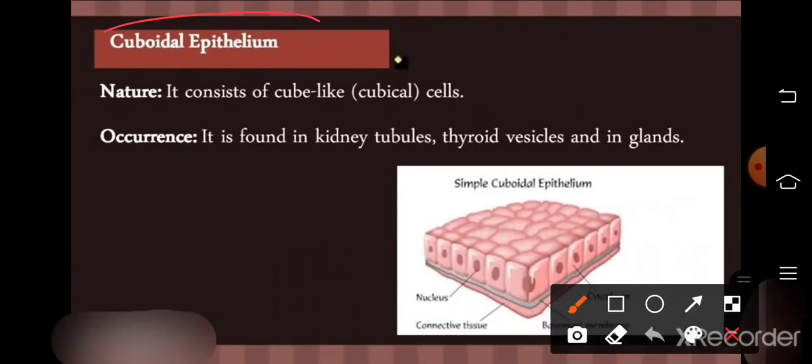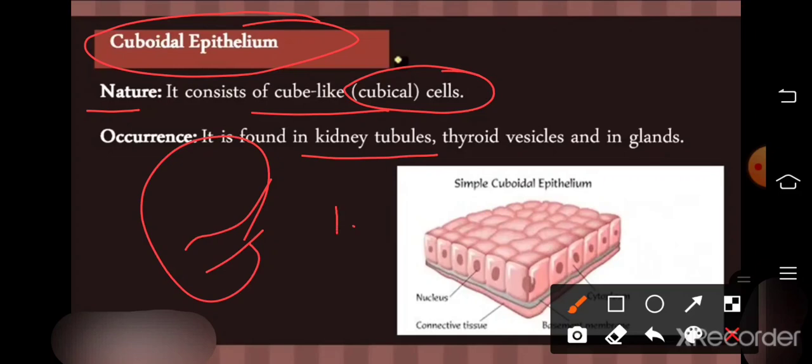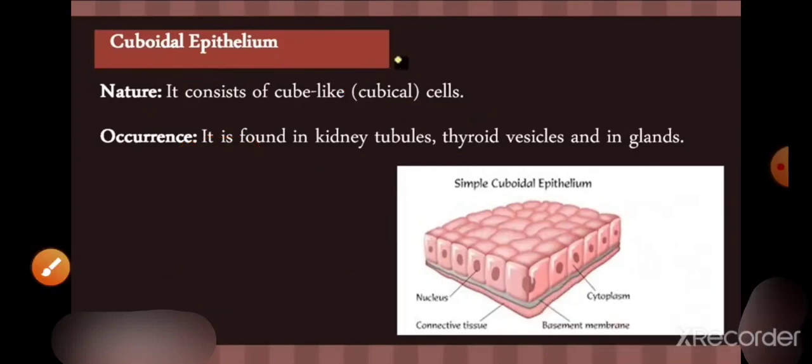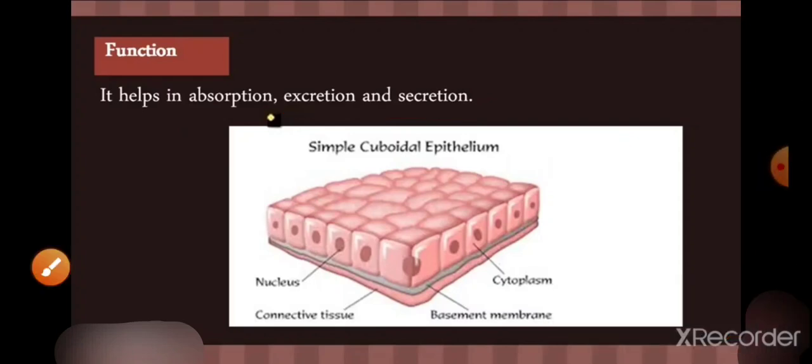Now cuboidal epithelium. By nature it is just like a cube; the cells are cubical. It is found in kidney tubules, thyroid vesicles and in glands. Functions: absorption, excretion and secretion.